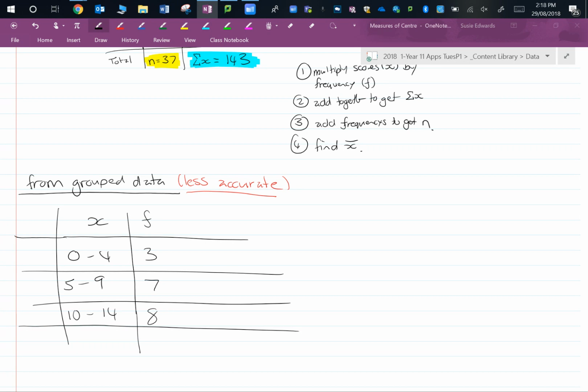And so that's why it's less accurate, because you're not sure what the number is. You just know it's within a range. So I can't multiply the score by the frequency this time, because 0 to 4 isn't a number. What do you think I have to do? Because I've still got to find the sum of the scores, but I don't know what the scores exactly are. What could I assume?